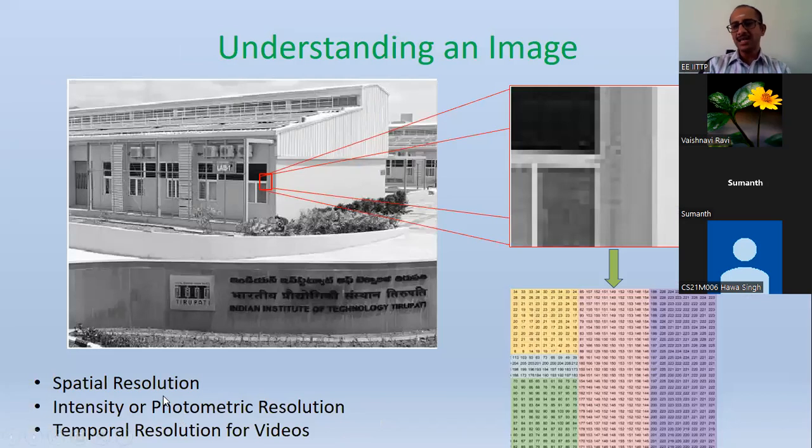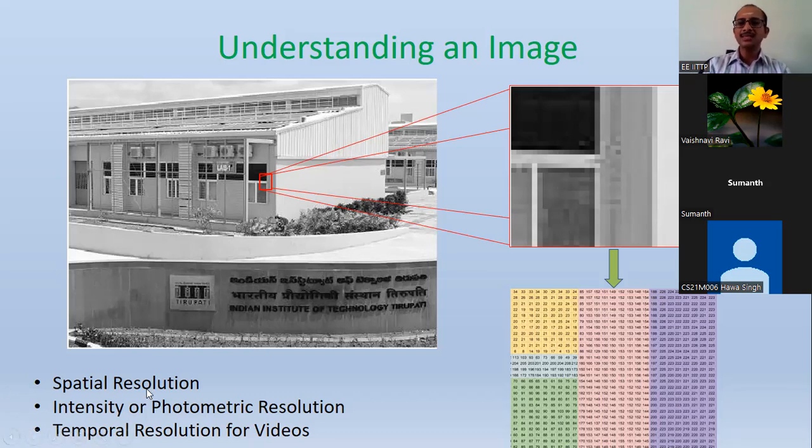There are different kinds of resolution. One is spatial resolution. Spatial resolution means how many sensor elements there are. As I mentioned, a 1 megapixel camera means we can assume 1000 cross 1000 sensor elements. Each sensor element looks at a small region in the corresponding space. That 1000 cross 1000 pixels is referred to as spatial resolution.